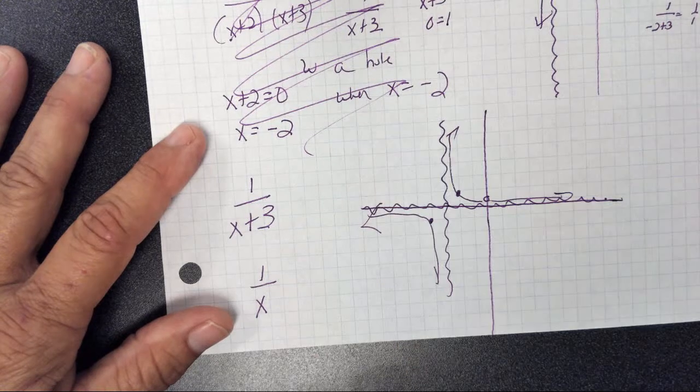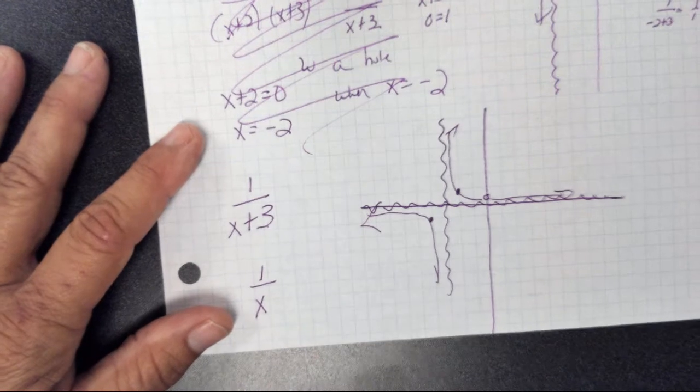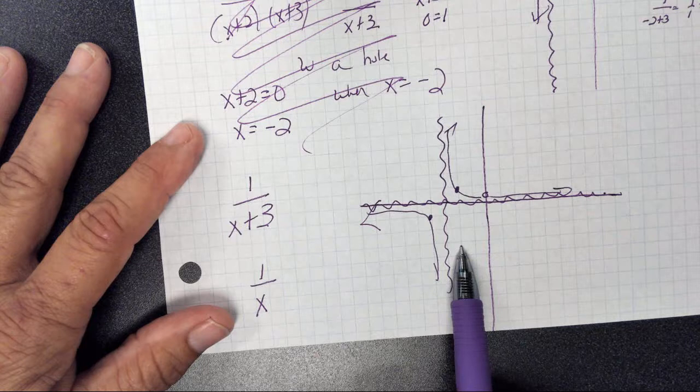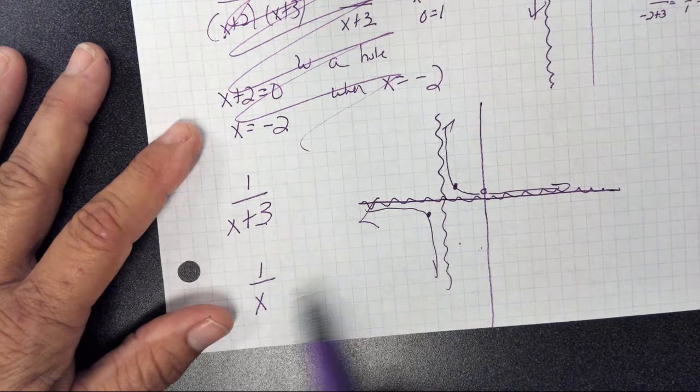And then I don't have to worry about plugging numbers in. But it's okay if you don't recognize it as the parent, you're going to still end up with the same graph. This just allows you to get there a little bit quicker. Okay?